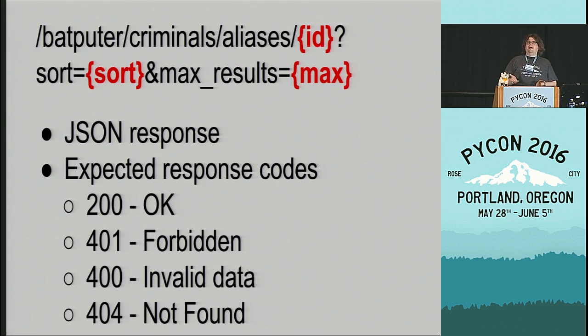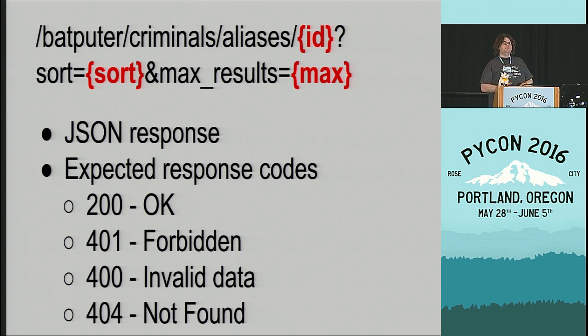So say I got an API. I do some contracting work for Bachmann. He has an API for his Batputer to pull out criminal aliases. It's got some parameters, an ID, a sorting, and a max. And the biggest thing about this API is it's a JSON response, and it's got some status codes, a 200, 401, 400, 404. And anything outside of this range is weird, a potential explosion, as it were.